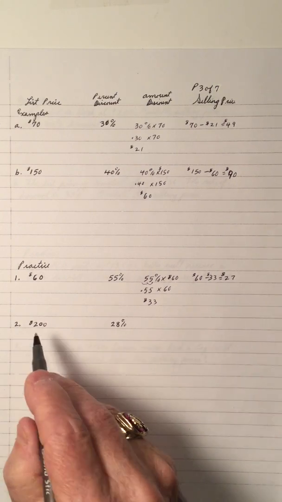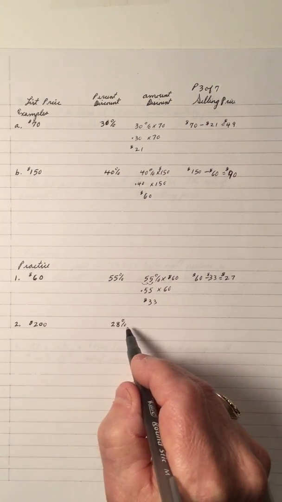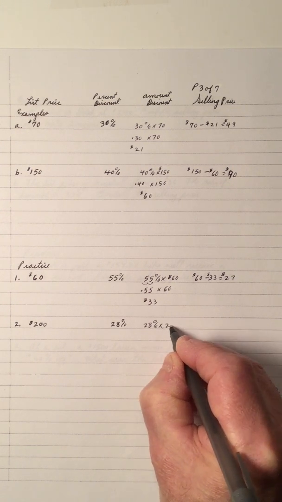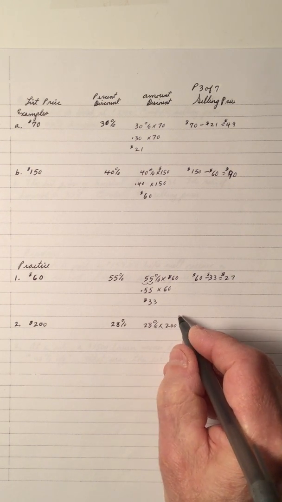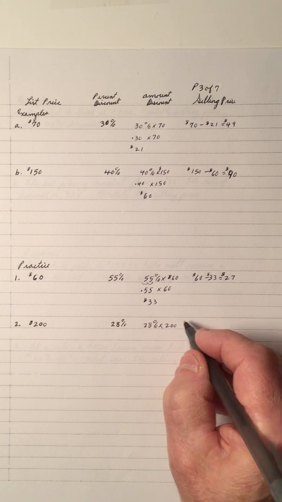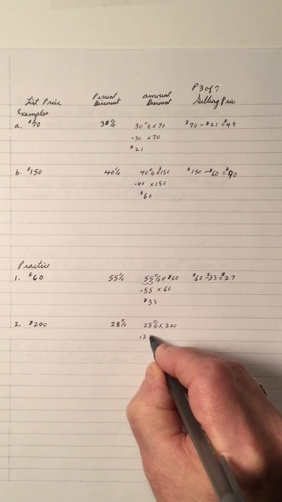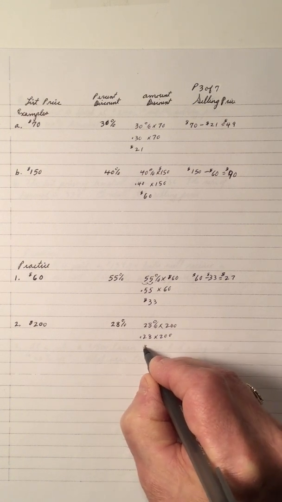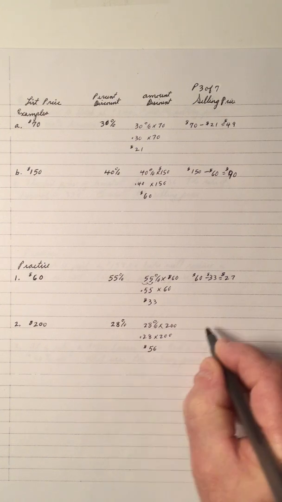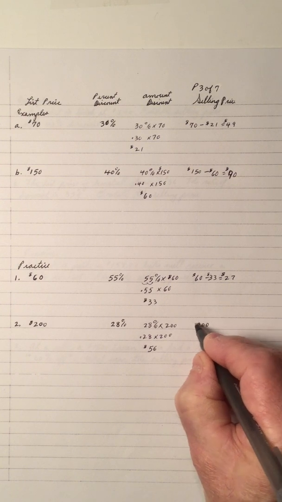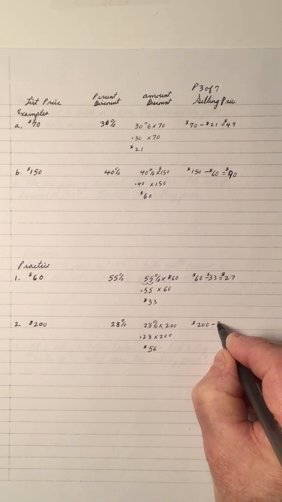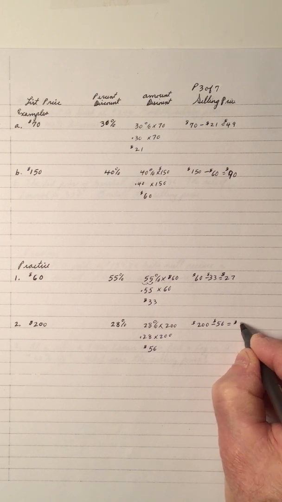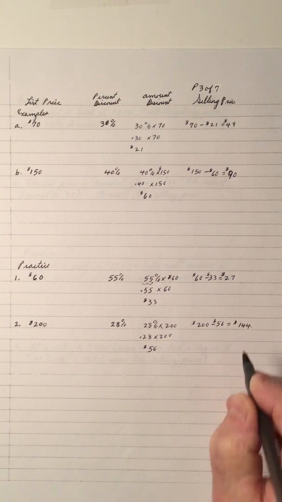A $200 item with a 28% discount is 28% times the 200, and that's decimal 0.28 times the 200. That gives you $56 when you multiply. So $200 subtract $56 gives you $144 to pay.